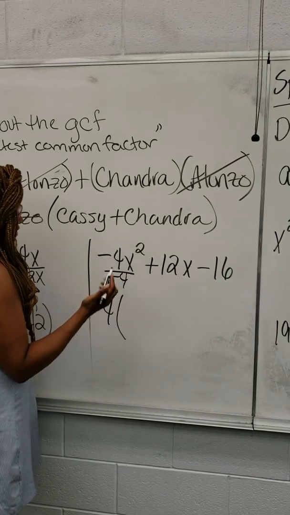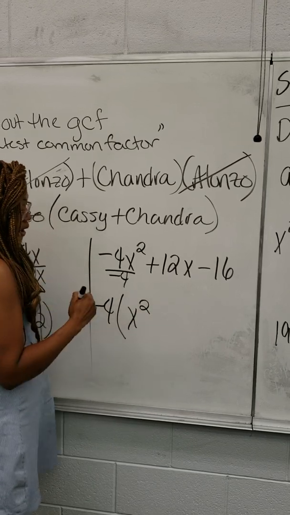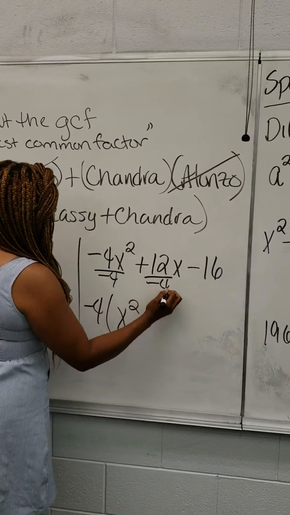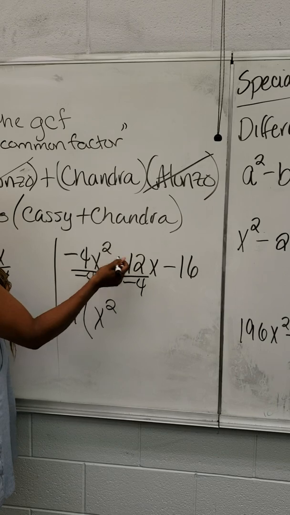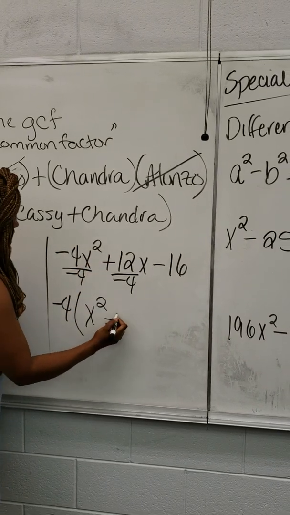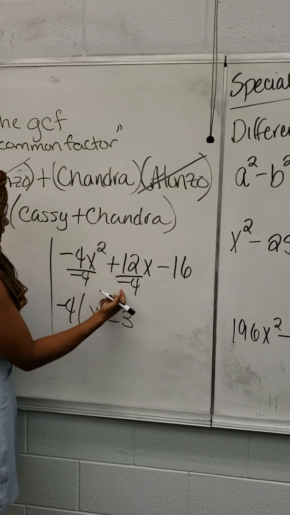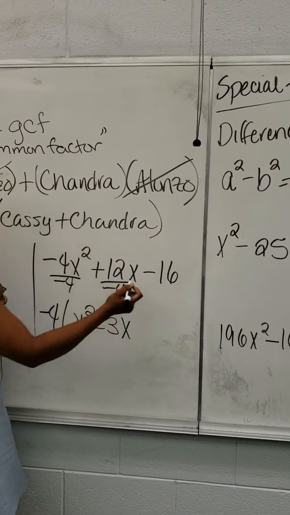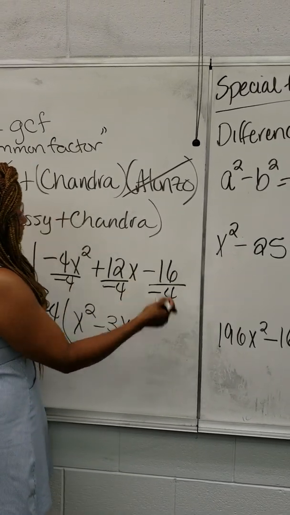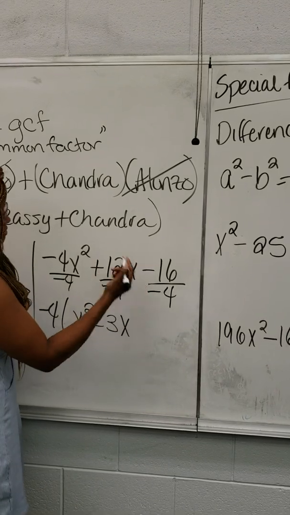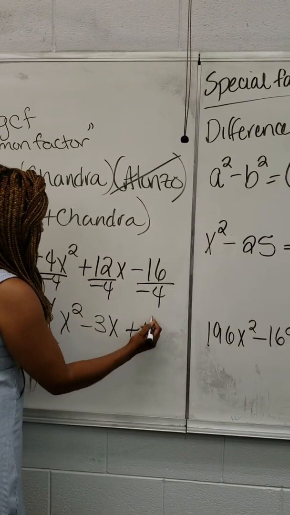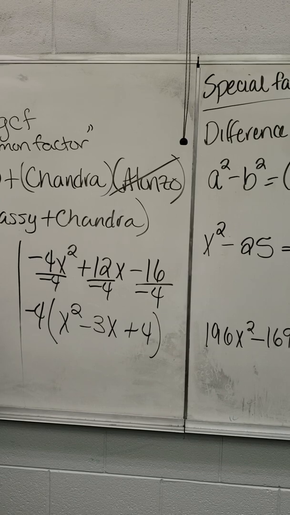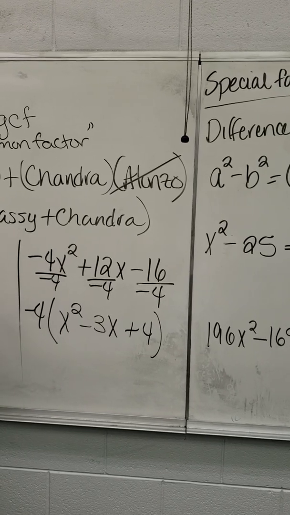So I divide this by negative 4. 4 cancels out, and I'm left with x squared. Divide this by negative 4. Negative 4 into 12 gives me a negative 3, because a positive divided by a negative is still going to give me a negative. And then last but not least, divide this by negative 4. Two negatives make a positive, and that should be a positive 4. Now we have factored out the greatest common factor.